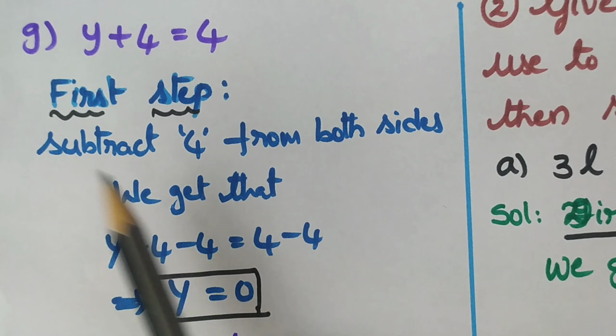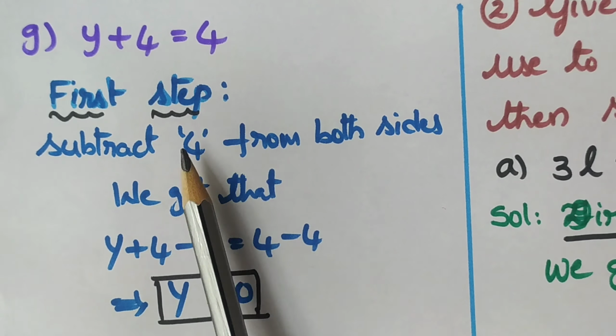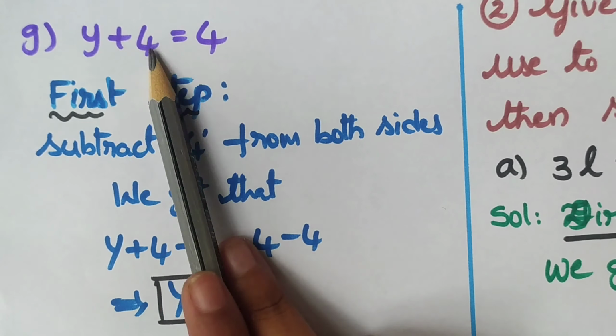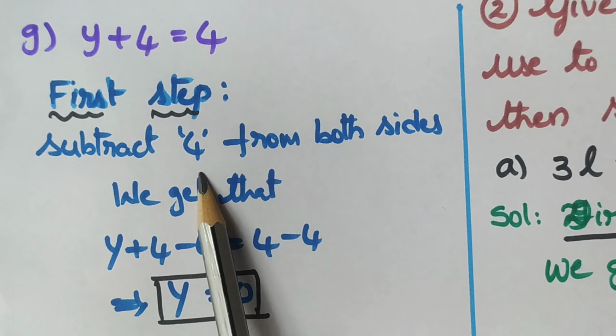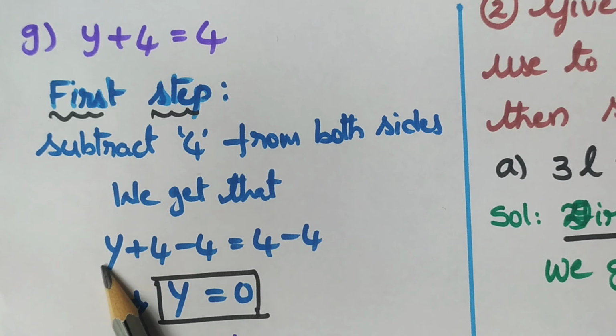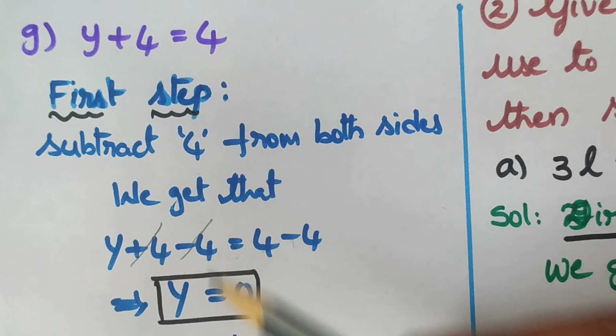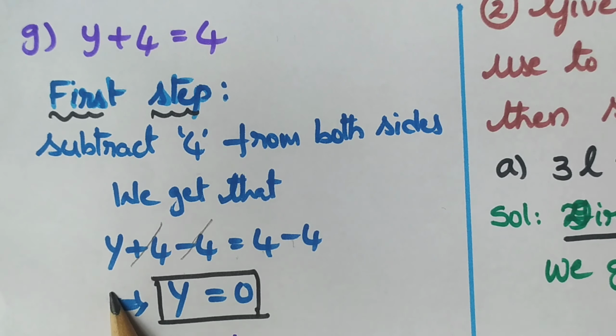Okay friends, now let us see G bit, that is y plus 4 is equal to 4. Let us write the first step. If here it is plus 4, then if it is add 4, we have to subtract 4, right? So subtract 4 from both sides. We get that y plus 4 minus 4 is equal to 4 minus 4. Now here plus 4 minus 4 get cancelled, and here we are left with y is equal to 4 minus 4. Y is equal to 4 minus 4 is 0. So y equal to 0. So y plus 4 is equal to 4, where y equal to 0.